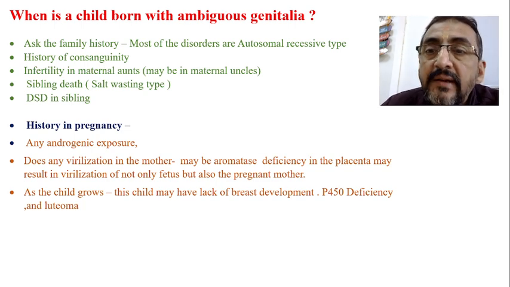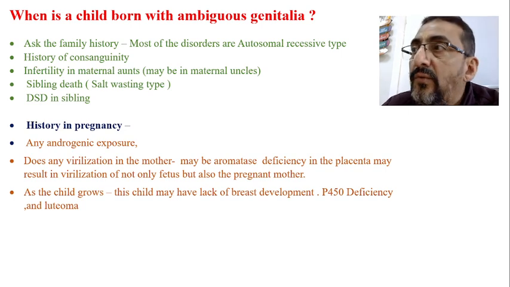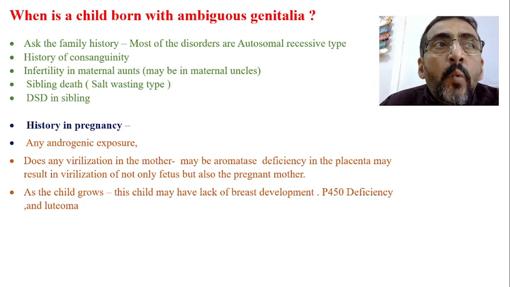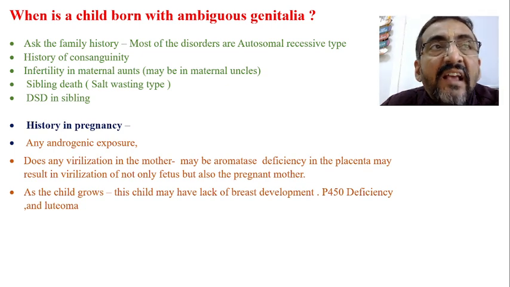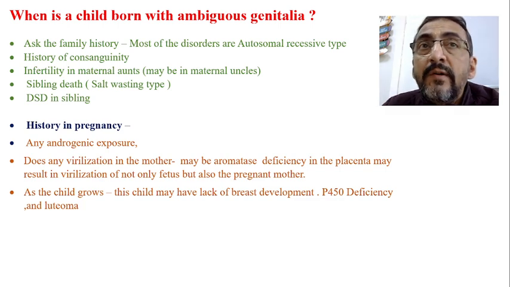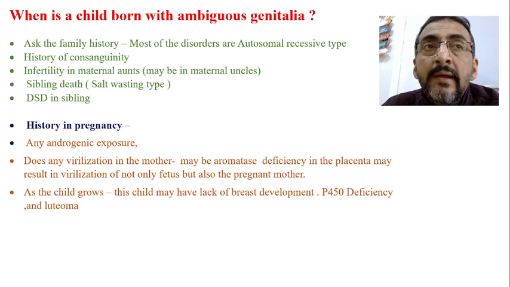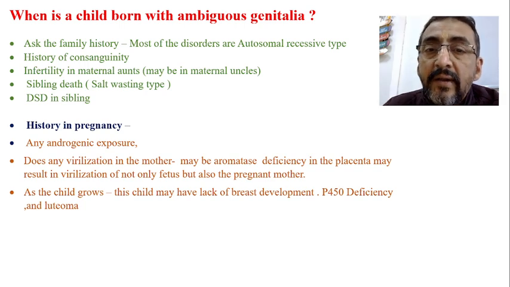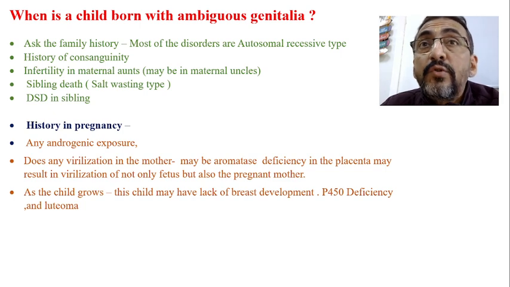Now come to the next part, that is history in the pregnancy. In the pregnancy also you need to ask some history points. Number one is whether there was any androgenic exposure during the pregnancy, which is very important. In the last class we discussed the critical window period, the amount of the hormones, the duration of the presence of these hormones, quantity, etc. In the critical window period, if something went wrong, definitely the child will have deformed or abnormal external and internal genital organs. So androgen exposure, especially for the female, is very important.